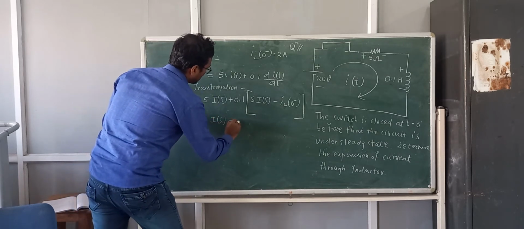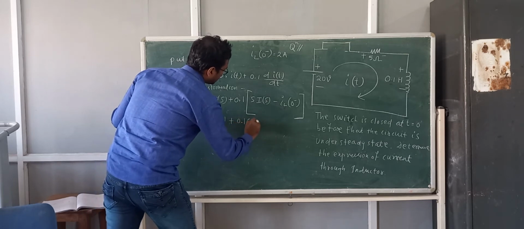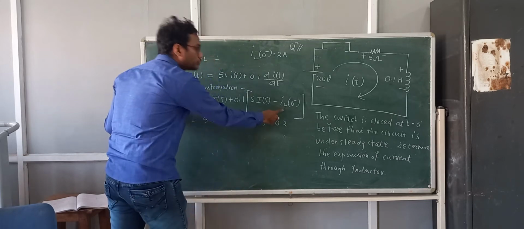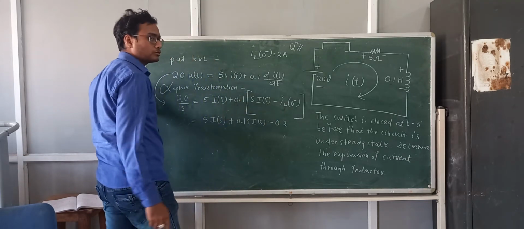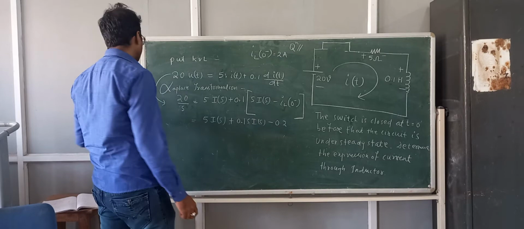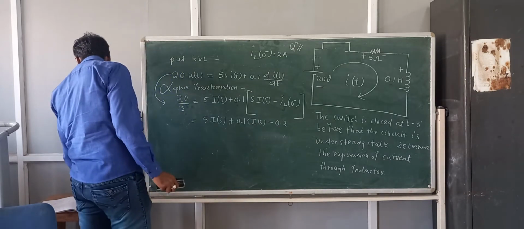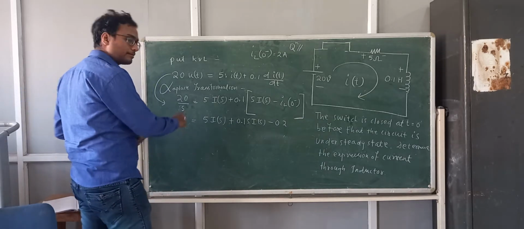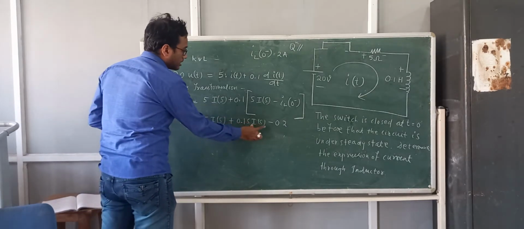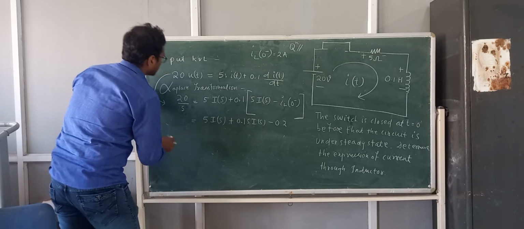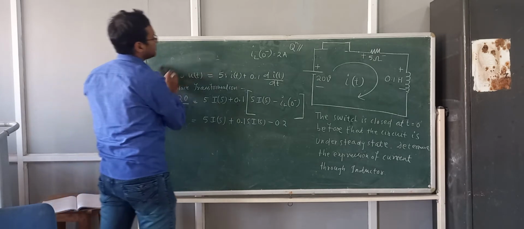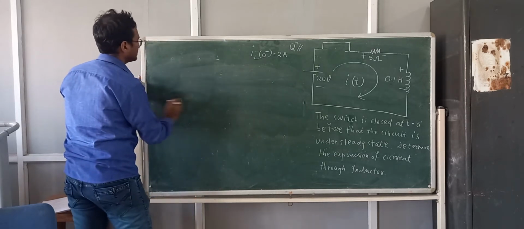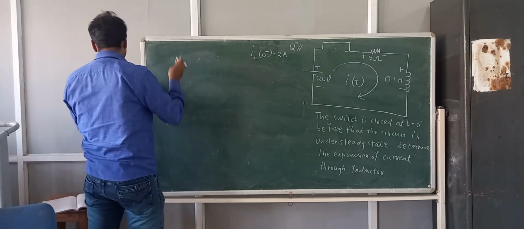5 into Is plus 0.1 s into Is minus 0.2. Put 2 here: 2 into 0.1 is equal to 0.2. Okay, so after simplifying this, you will get the expression for Is like this. I have simplified this. Put Is here and write the expression. Simplify this, you will get the expression of Is like this. Do this at your home.